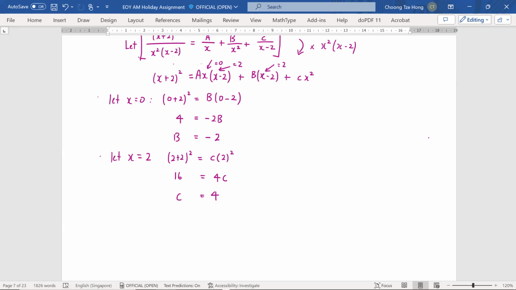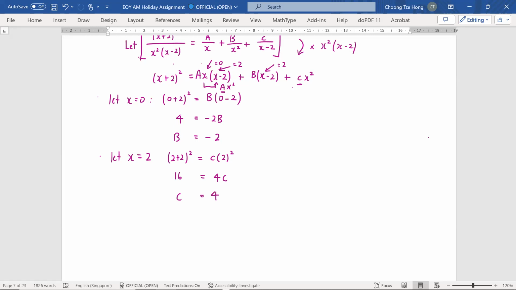If you look at this expansion, let's say I want to compare the coefficient of x squared. This a times this x will give me ax squared. So a is the coefficient of x squared, which means I can compare the coefficient of x squared to find a. The other coefficient of x squared will be c. But since I know c to be 4, this will not be a problem now.